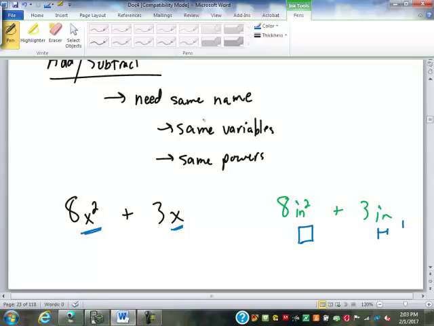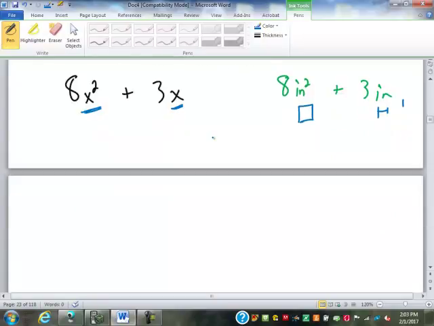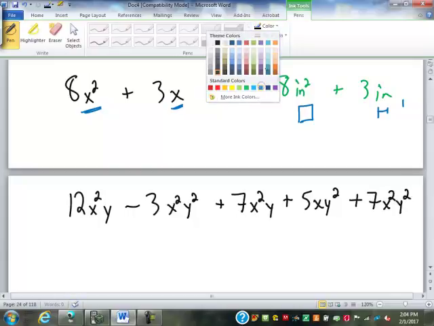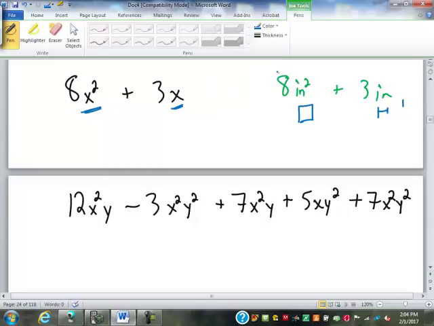In fact, we even looked at the place values and the fact that really those variables and their powers are like place values in our decimal number system. So if I have a complex situation like 12x squared y minus 3x squared y squared plus 7x squared y plus 5xy squared plus 7x squared y squared. Looking at this, they all look very, very similar. But they're not because of the powers.